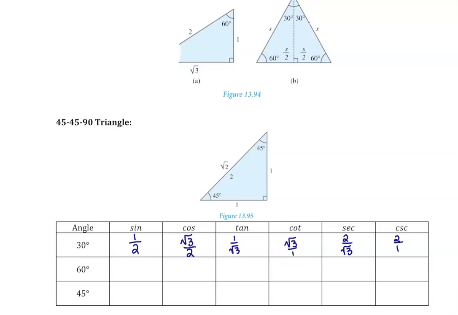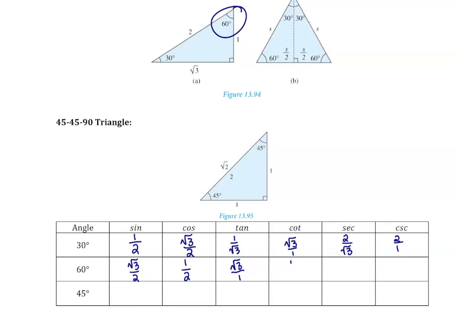Now if instead of the 30-degree angle we looked at the 60-degree angle, now the sine would be the opposite of that angle, which is square root of 3 over the hypotenuse of 2. Cosine would be adjacent over hypotenuse, or 1/2, and tangent would be the opposite over the adjacent. Opposite over adjacent, that would be square root of 3 over 1, or just square root of 3.